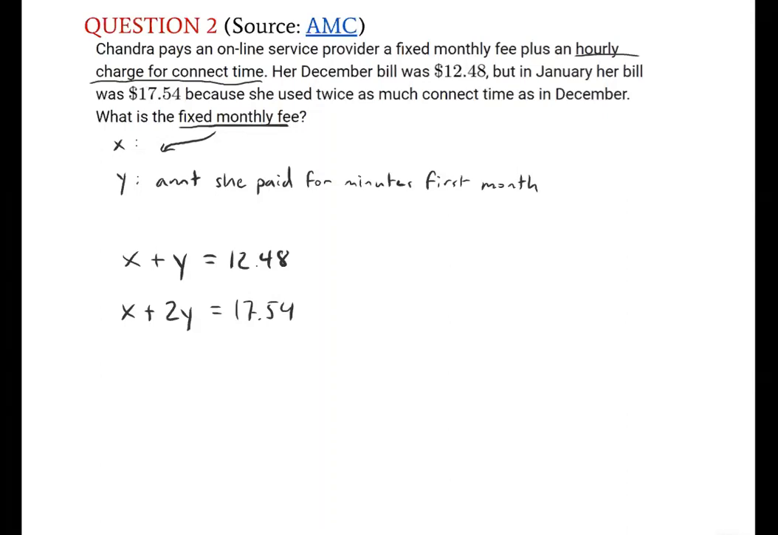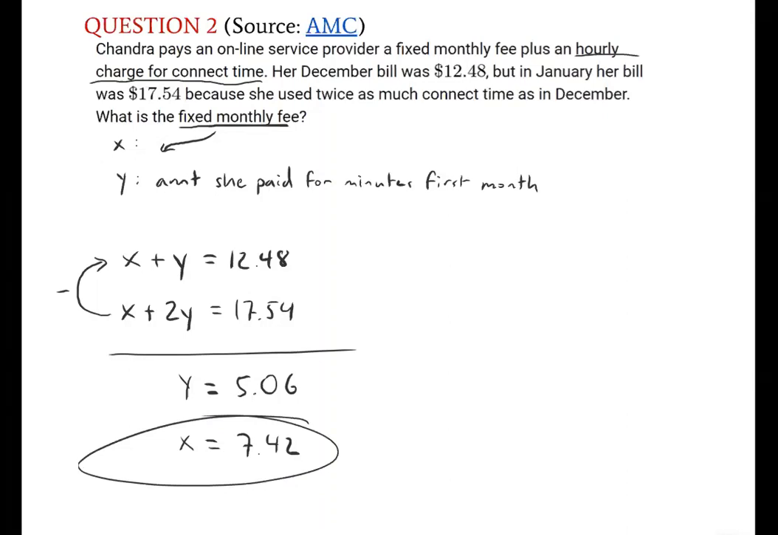So we can solve this by subtracting this equation from this one, and you'll get, not 2y, just y. Y is equal to 5.06, and then you can solve for x. That's your fixed monthly fee, and that is also your answer.